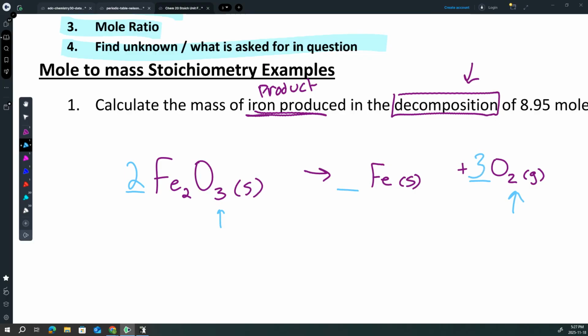3 times 2. All right, so this 2 doesn't just affect oxygen, it also affects iron. So we have 4 irons going in, we need 4 coming out. Okay, so our irons are balanced and our oxygens are too. Okay, we got 6 going in, 6 coming out, we're good.